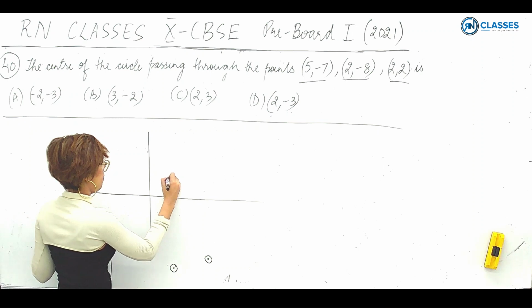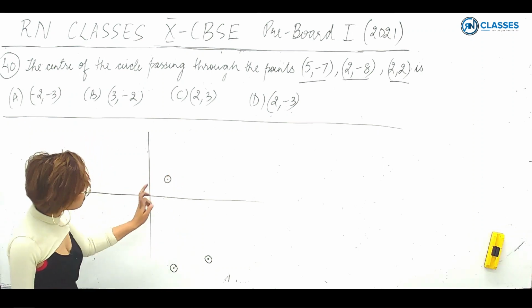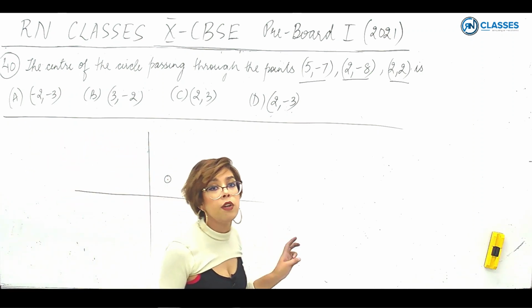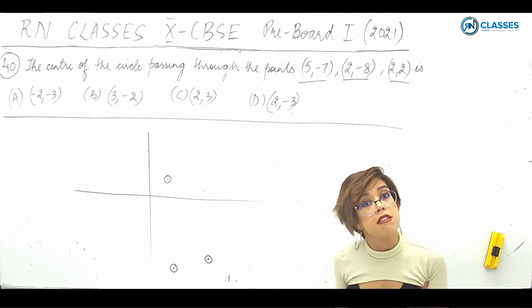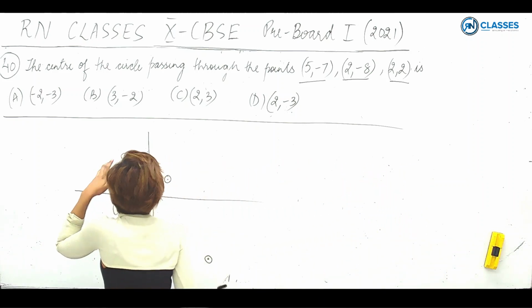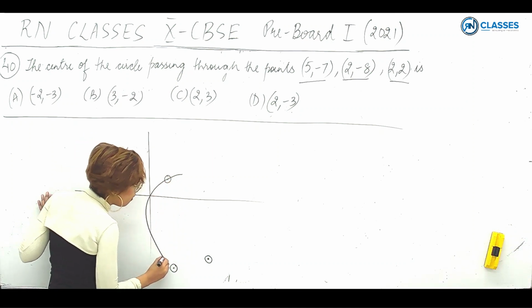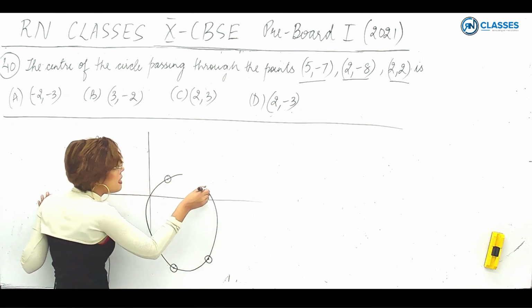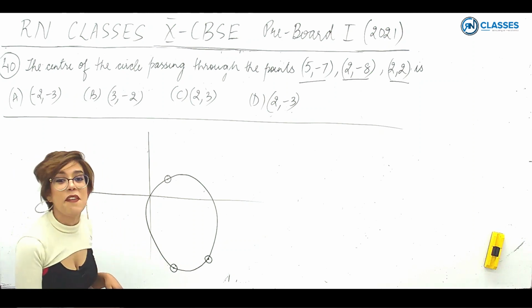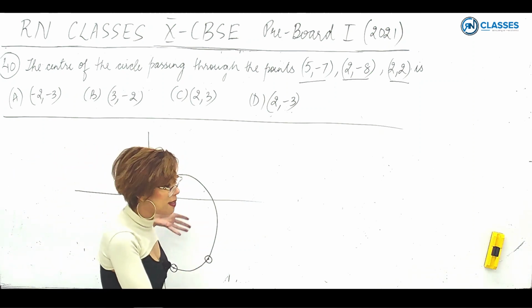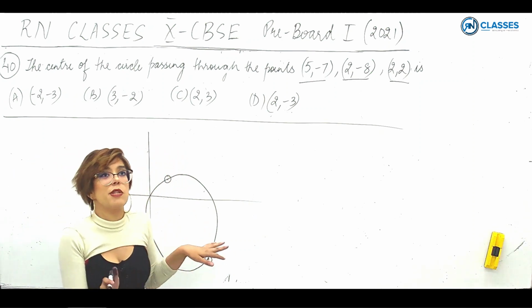Maybe it is here. So I need to have a circle passing through these 3 points. Now I know 3 points determine a unique circle, right? So my circle, maybe it is something like this, right? Since it has to pass all 3 points, the circle has to look like this. Obviously, this is not a very pretty circle, but it's okay.